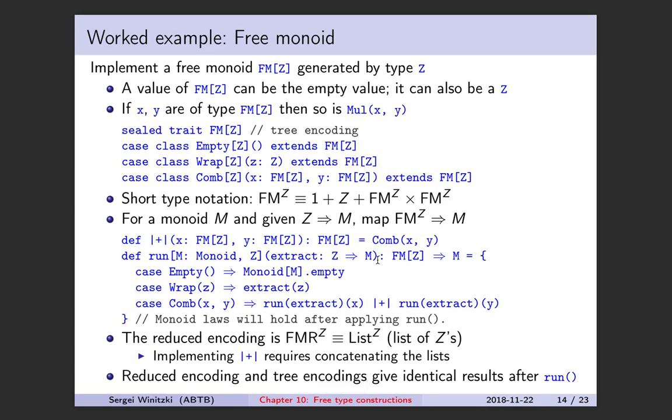As another example, let's implement the free monoid. The free monoid generated by type Z is very similar to a free semigroup. The value of free monoid of Z can be empty because it's a monoid, or it can be a Z. And then you have a multiplication. I should have called it com and not mul.